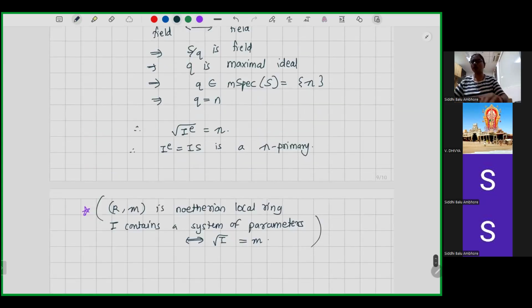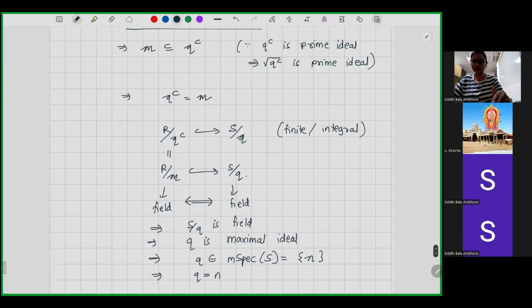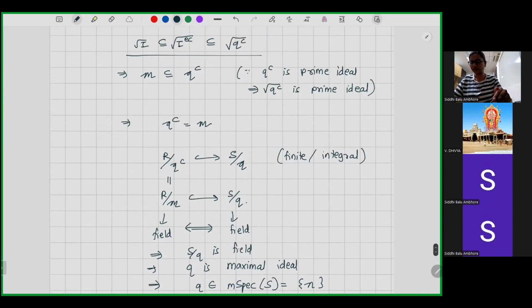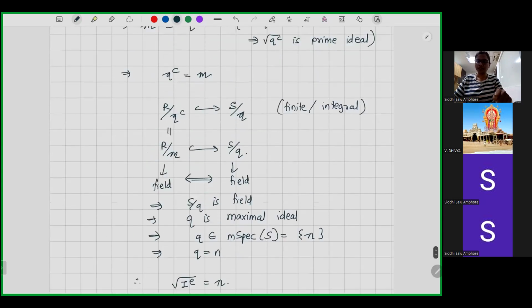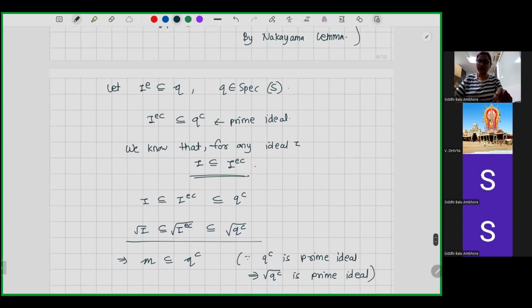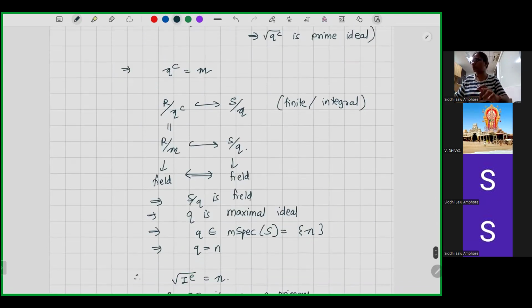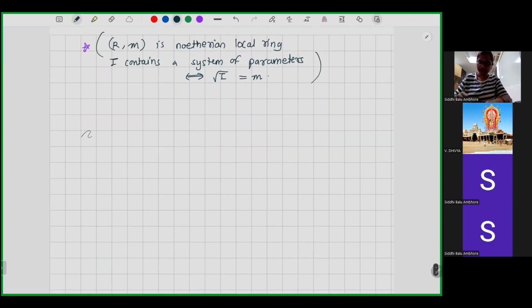Any doubts here, like what we did here, at least for the argument of I being n-primary, is there any doubt in that argument at least? It only requires the contraction properties and the radical follows the inclusion and so on. Okay, no doubts. Great. Then I will move to the next question quickly. So question 5.